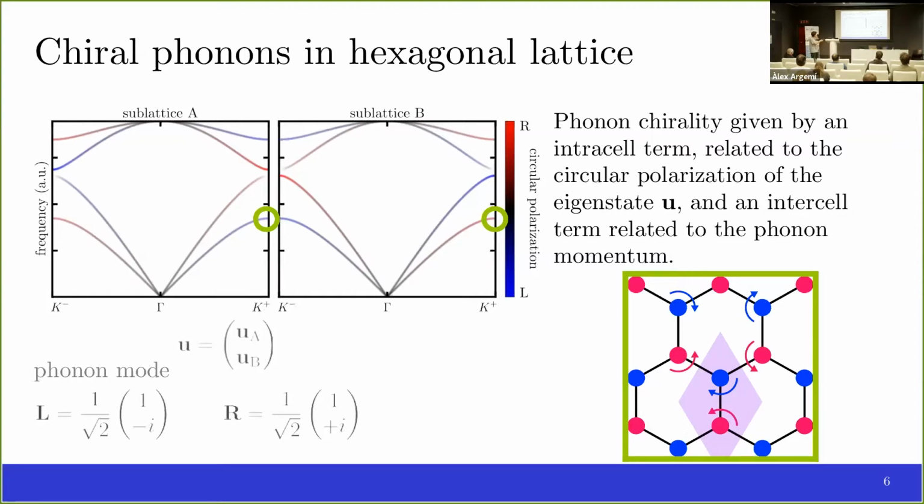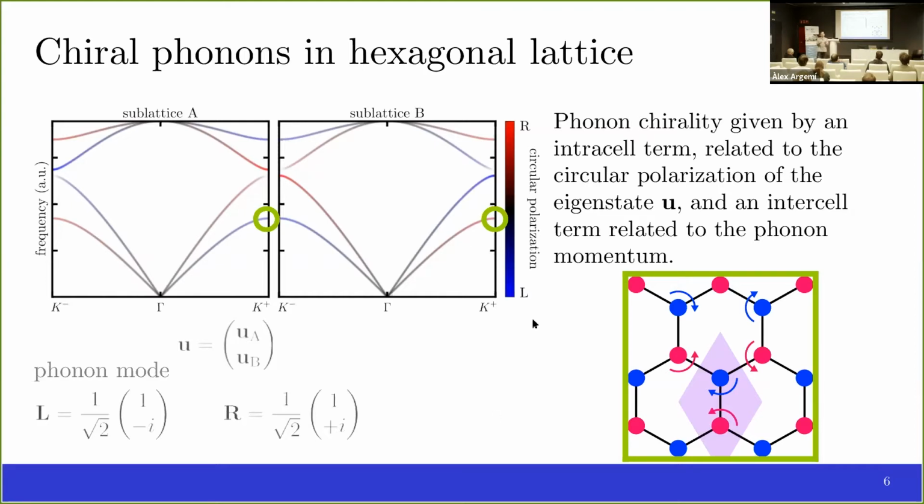So, how do we obtain chiral phonons in a hexagonal lattice? Well, this is the phonon band structure for a hexagonal lattice with broken inversion symmetry, which allows to lift the degeneracy between two chiral modes. So for a phonon mode, such as the one highlighted here in green, the eigenstate of the phonon mode, we can express it as a sublattice A part and a sublattice B part, where each part will have a determined circular polarization, left or right, given by the color scale here.